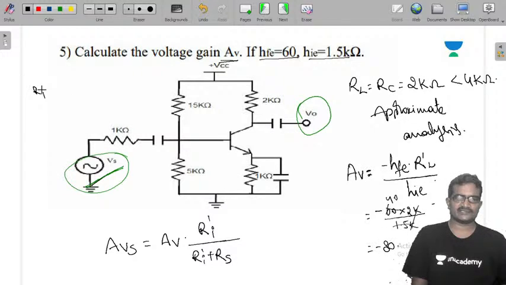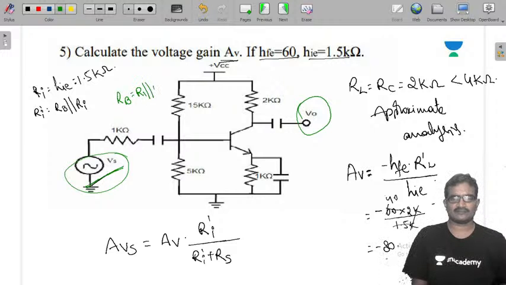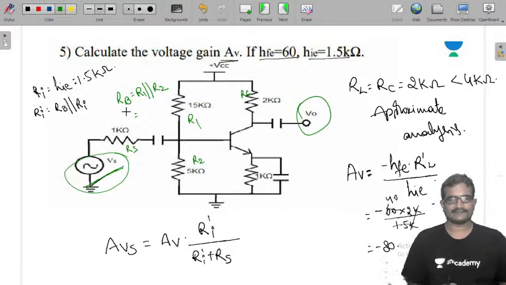Now, RI value of this one is HIE, 1.5K. And RI dash we need. So RI dash means we need RB. RI dash is RB parallel with RI, so first we need RB. RB value is R1 parallel with R2. So 5K parallel with, see this is R1, this is R2, 5K parallel with 15K. So how much is it? That is 3.75K.